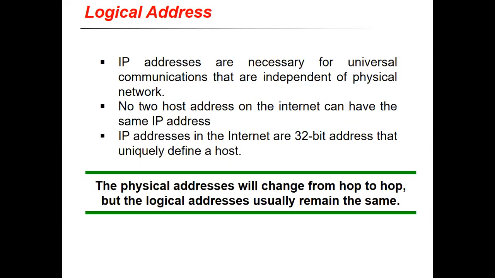Next is the logical address. It is for universal communication that is independent of physical networks. IP addresses are necessary for universal communication independent of the physical network. No two hosts on the internet can have the same IP address. IP addresses on the internet are 32-bit addresses that uniquely define a host. The physical address will change from hop to hop, but the logical address usually remains the same.